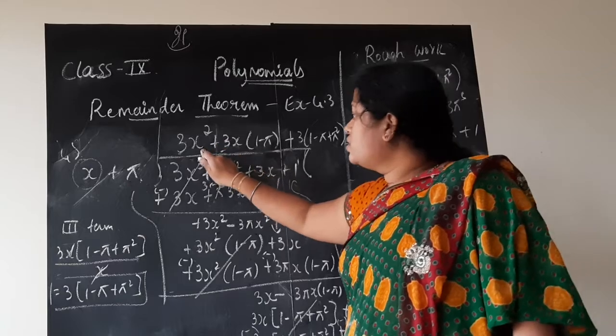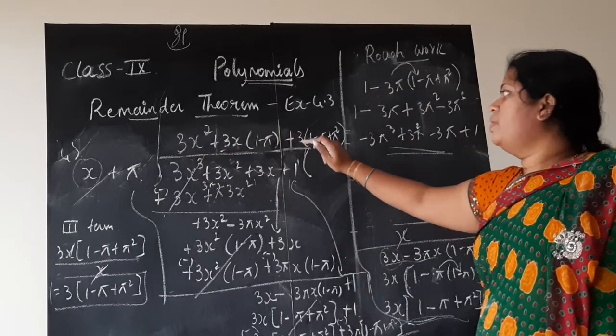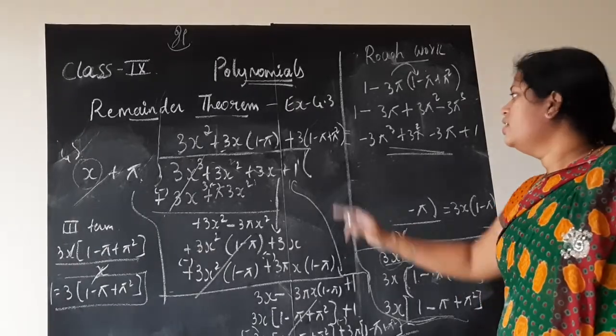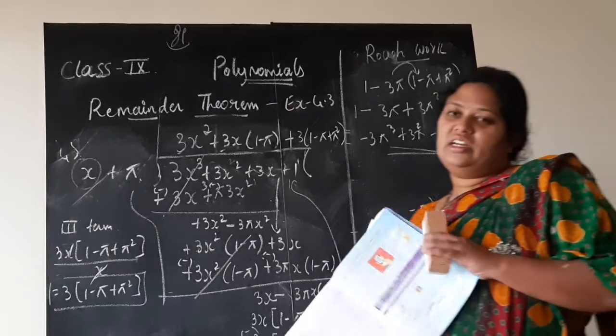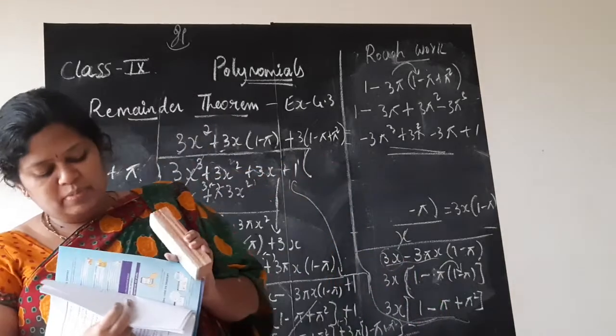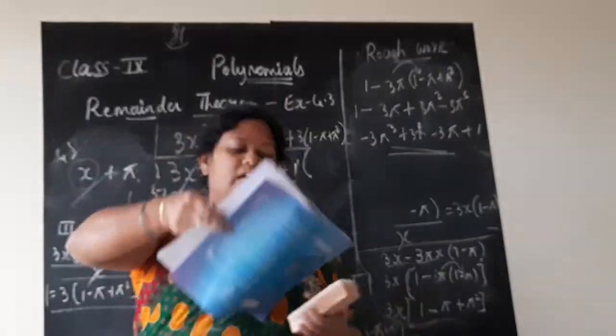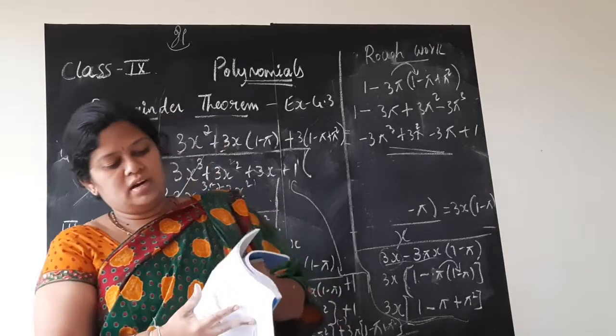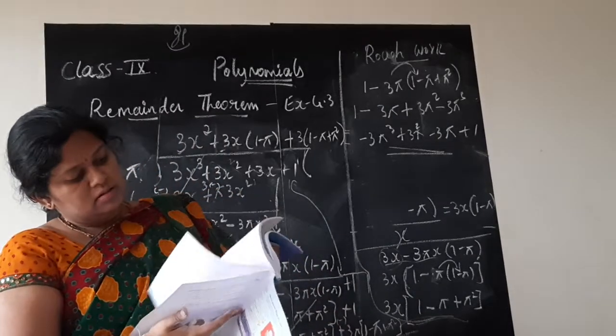The quotient is 3x square plus 3x into 1 minus pi plus 3 into 1 minus pi plus pi square, and this is the remainder, children. I know you may feel this is a bit difficult. Please work it out again and again, and it is very easy. You can solve it. I know you are all very smart.